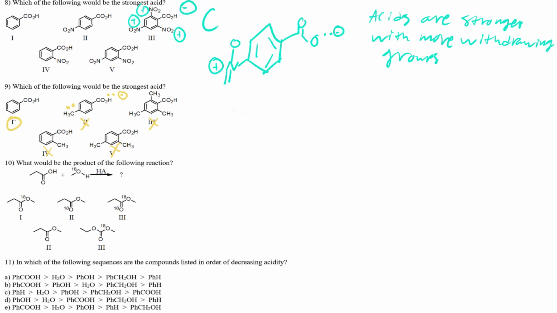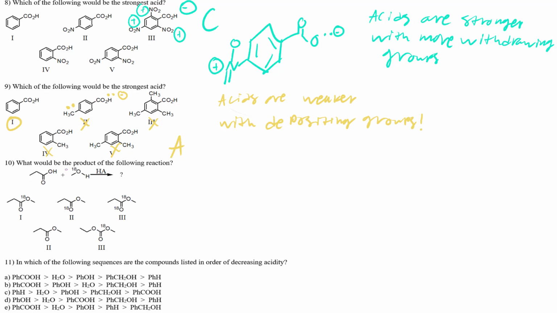And so you can make an acid weaker if you add more donating groups, okay? So we can say acids are weaker with donating groups. Okay? So that's the correct answer. Correct answer choice is A.